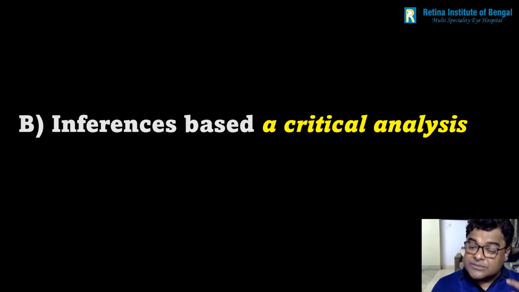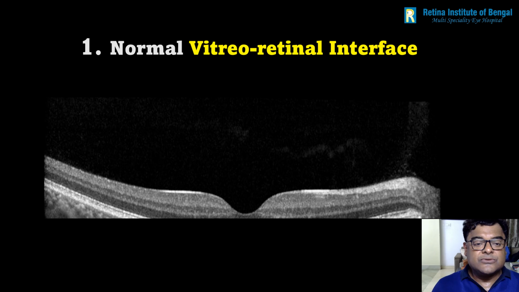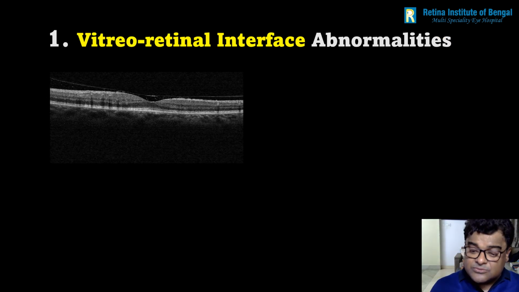But you are also supposed to assess the B scan layer by layer. And usually it is done from the top to the bottom. So you first see whether there is a normal vitreoretinal interface or not. So this is how a normal vitreoretinal interface appears. So what are the changes you may see there?